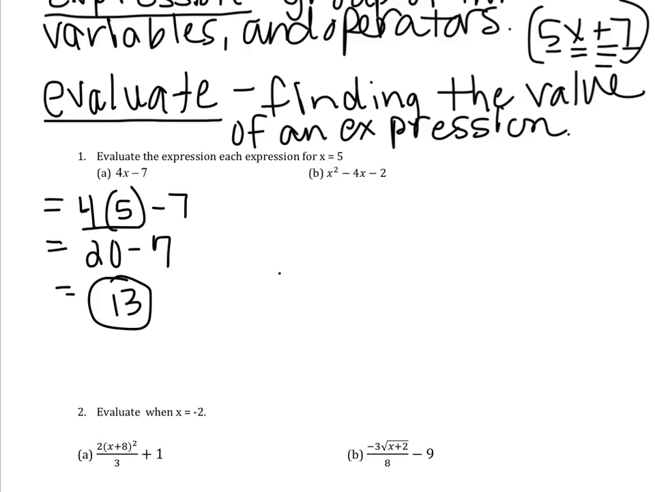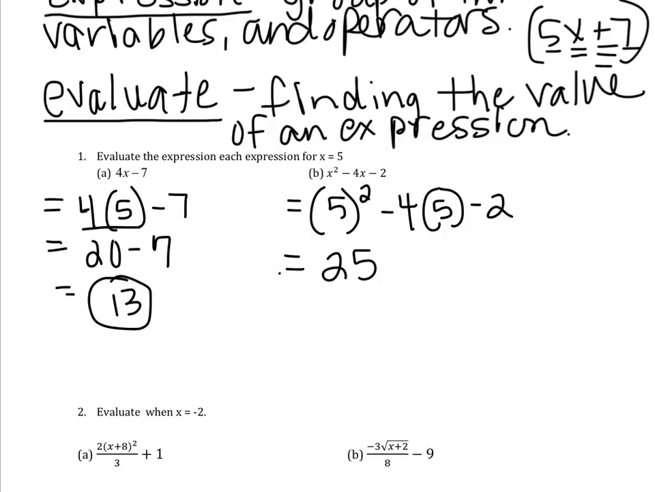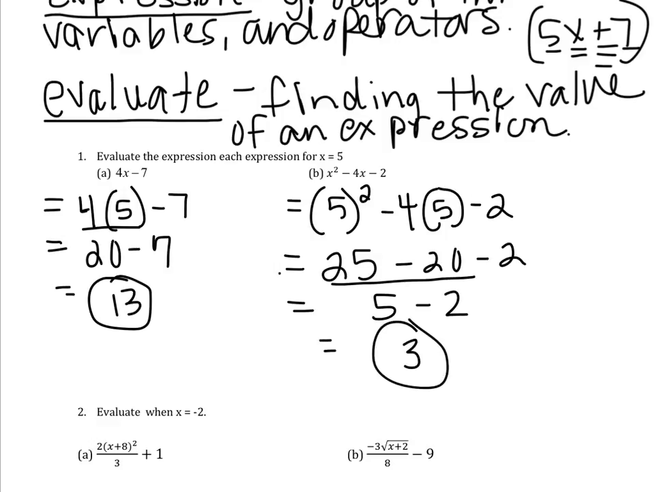Sometimes you'll see some exponents in the expression. Don't be afraid of exponents. x is still equal to 5. So we're going to take 5 and we're going to square it. We're going to subtract 4 times 5 and then take away 2. Exponents first. 5 squared is the same as 5 times 5. So 5 squared is 25. Negative 4 times positive 5 is negative 20. Take away 2. Now that you're down to just subtraction, you work from left to right. 25 minus 20 gives you 5, and 5 take away 2 gives you a final value of 3.